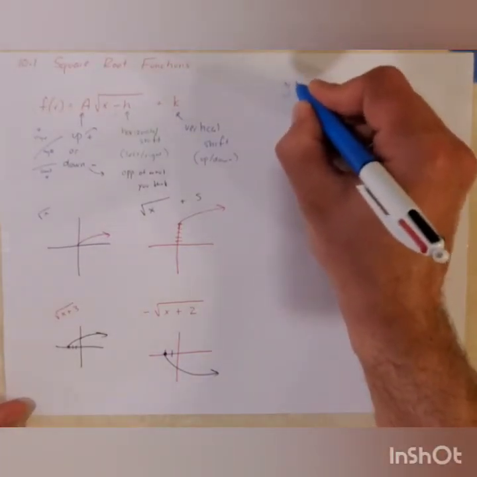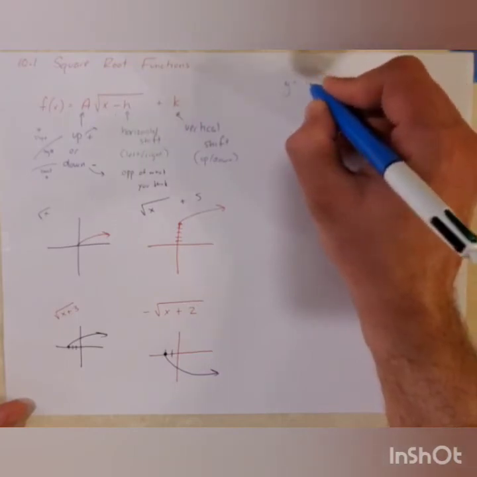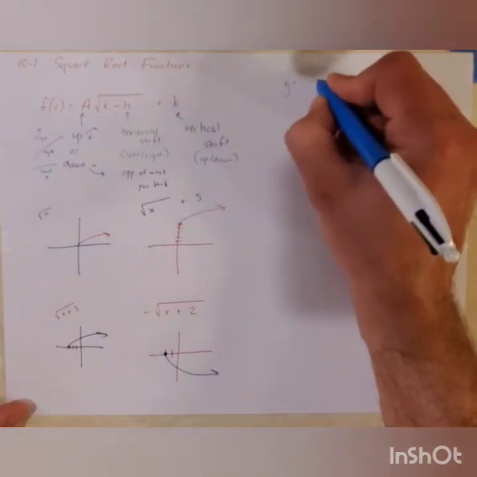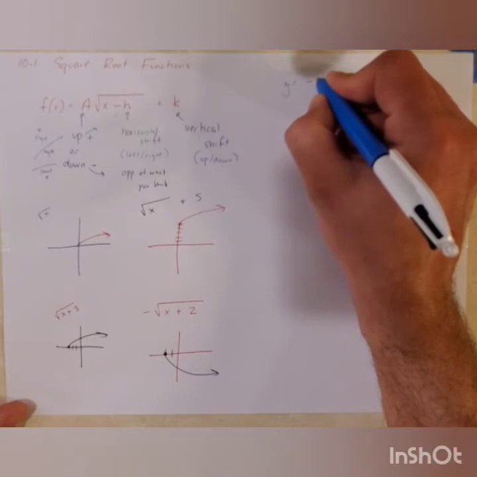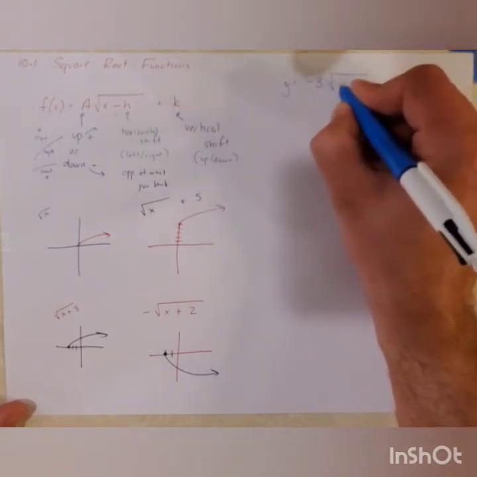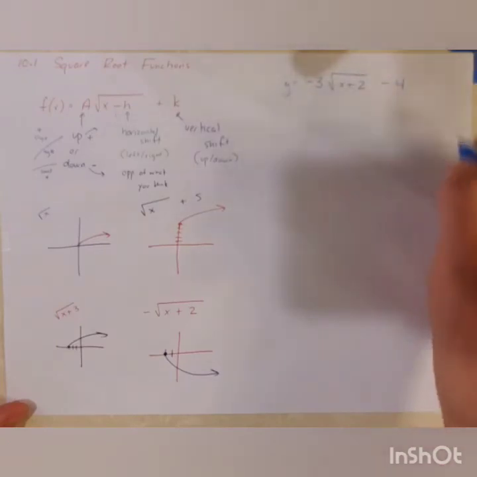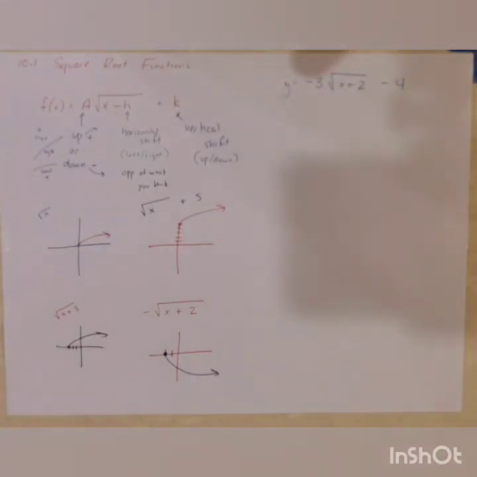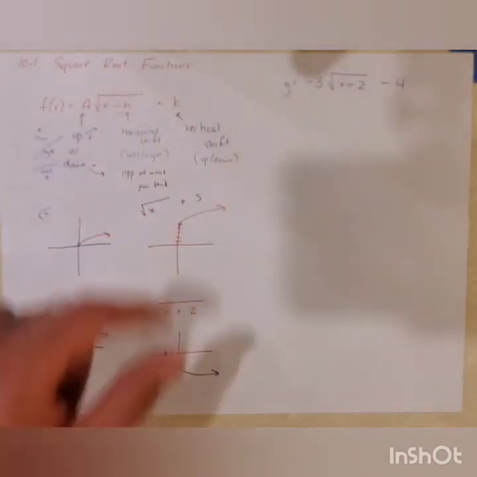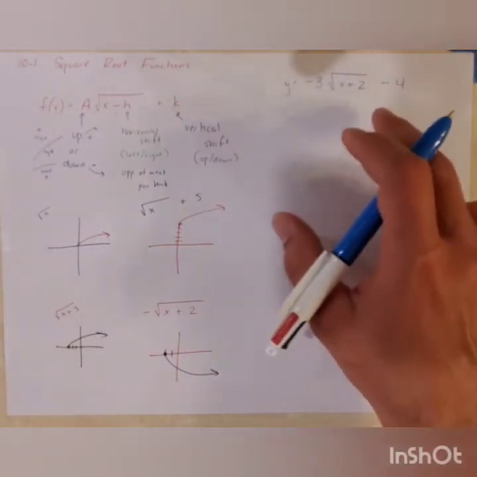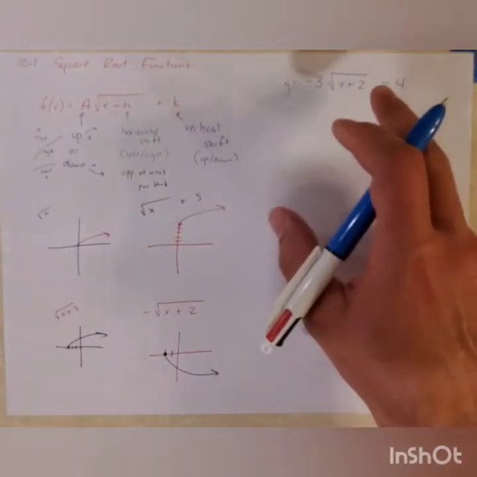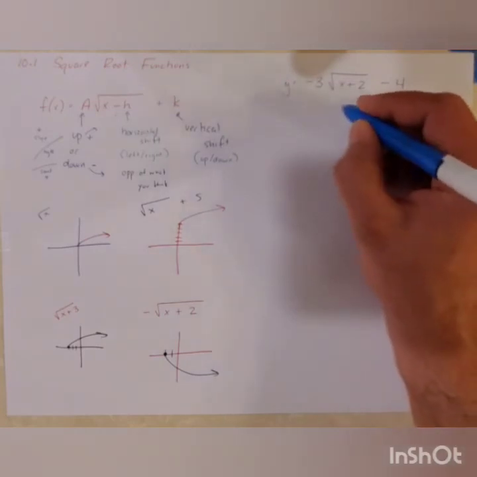So let's actually throw a y in there. Let's start making this look legit. So I'm going to give you a big messy one, something like this. Negative 3 square root of x plus 2 minus 4. This has everything going on for it. It has an a, an h, and a k. This is where, if you understand the shortcuts, I can look at this and know exactly what this graph is going to look like without doing any work.